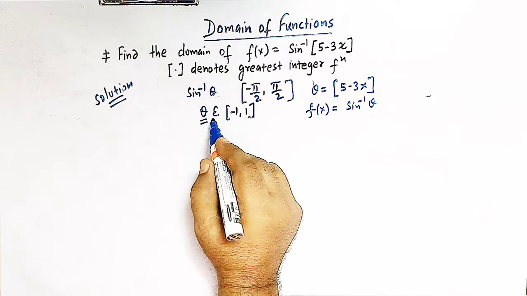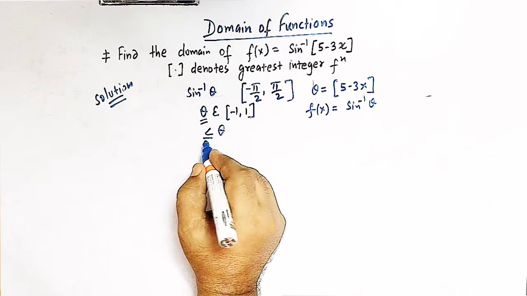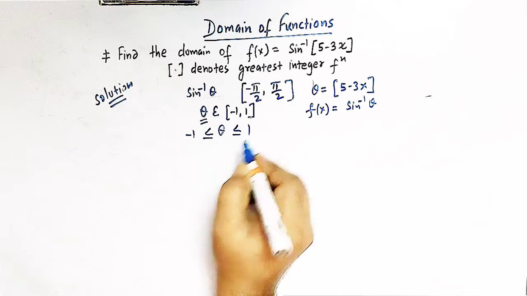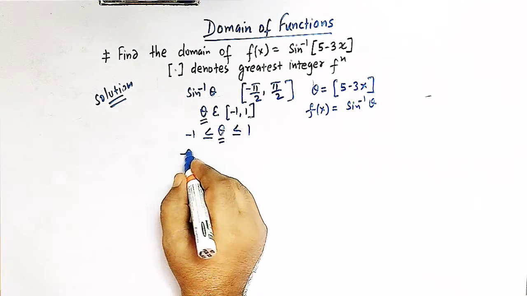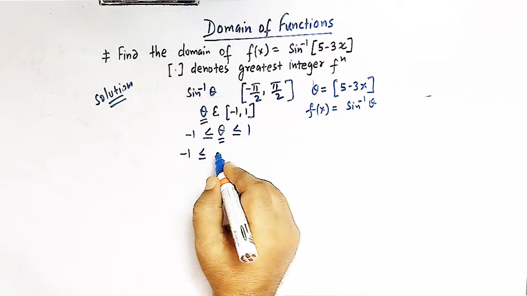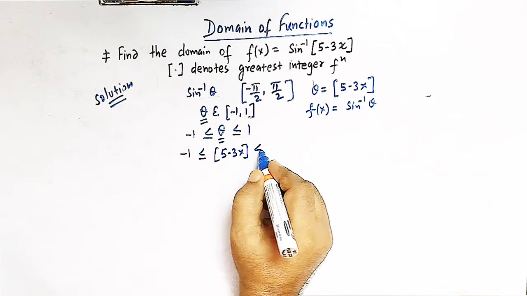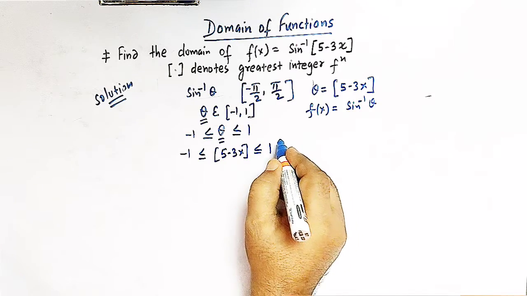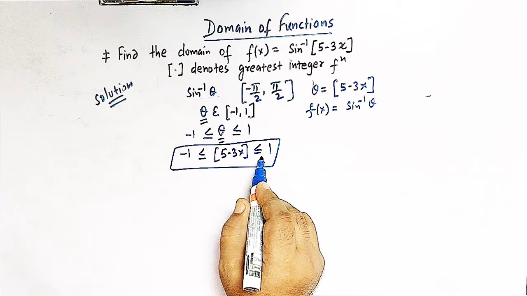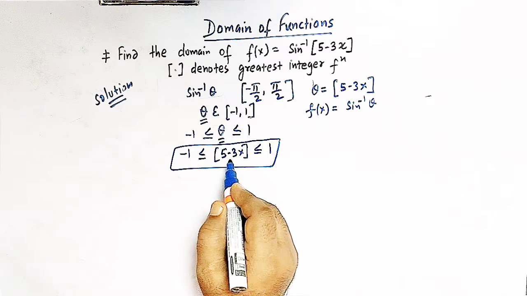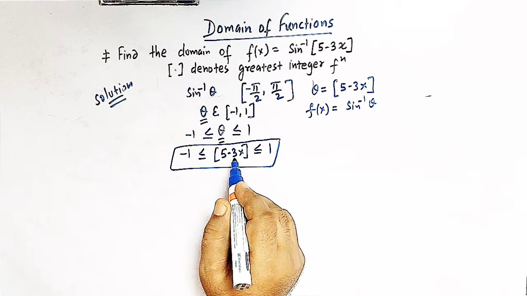And this theta must belong to this interval. It implies that theta is greater than or equal to minus 1 but less than or equal to 1, right? And our theta is the greatest integer of 5 minus 3x. So we'll substitute the greatest integer of 5 minus 3x, and here we have less than or equal to 1, right? So now we have an important inequality involving the greatest integer function. Now let us see how we can solve this inequality.